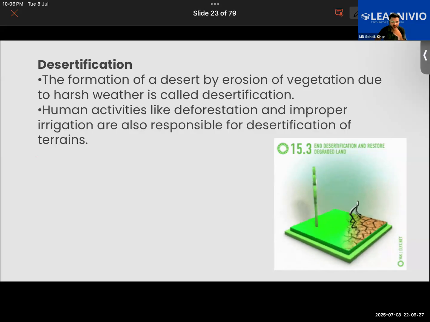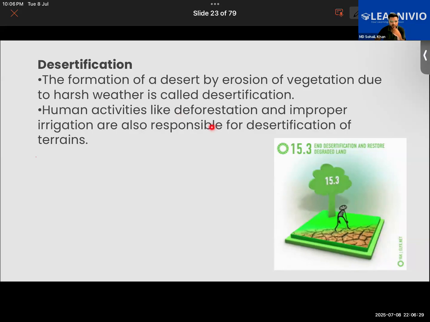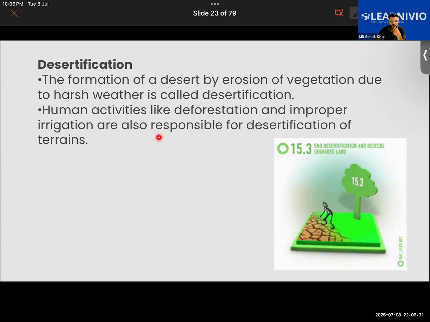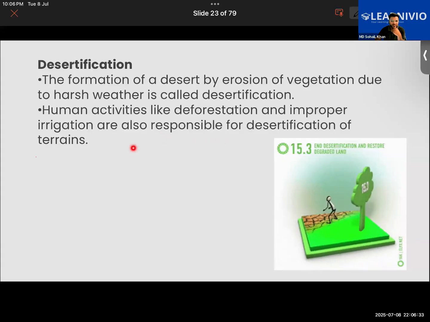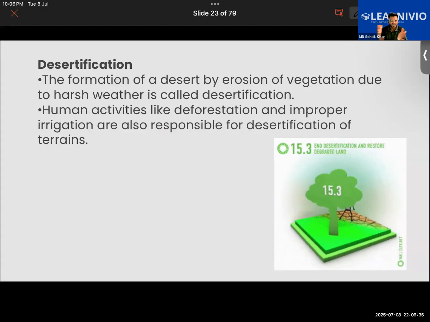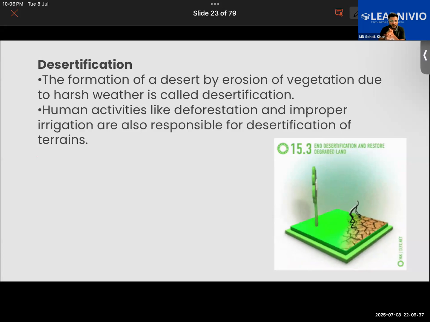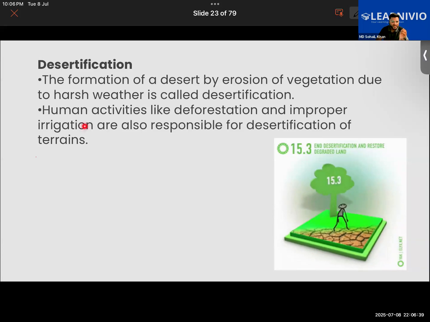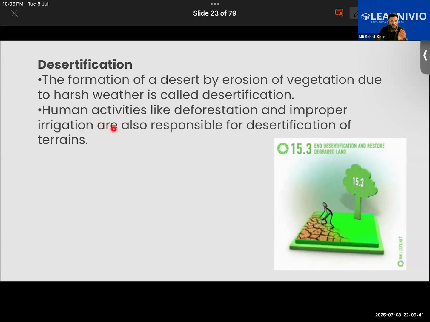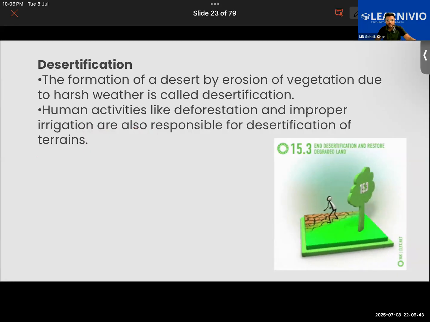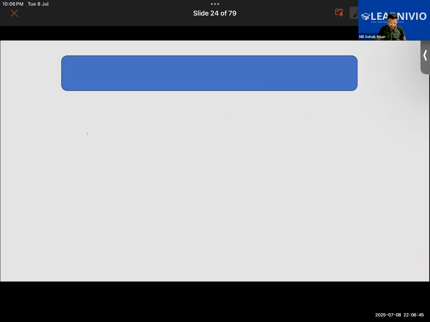So human activities like deforestation and improper irrigation are also responsible for desertification of the terrains. Terrains basically means the land. So not only harsh weather conditions can lead to desertification, but even human activities can lead to it. Any questions so far?